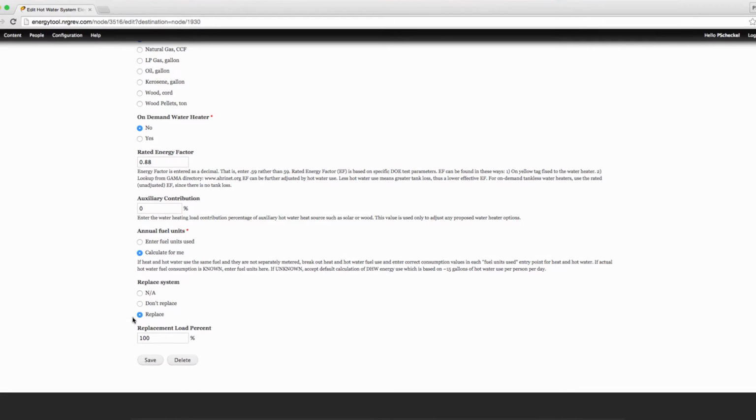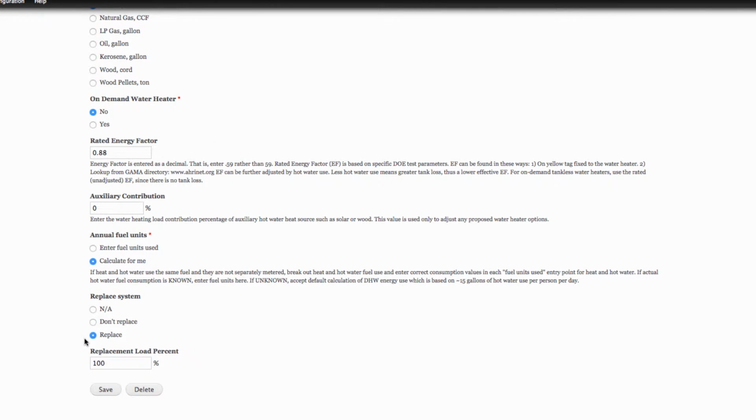We've chosen to completely replace this water heater, which means it's going away and a new one will be in its place. That means that the replacement load percent, that means the future replacement of this water heater, will be 0%. The fact that you can choose the percentage of future load suggests that you can add multiple water heating systems and split the percentage of load contribution between them.